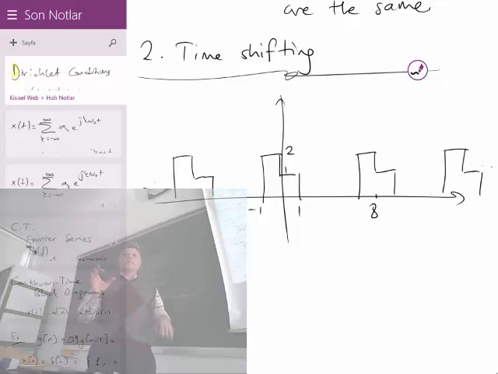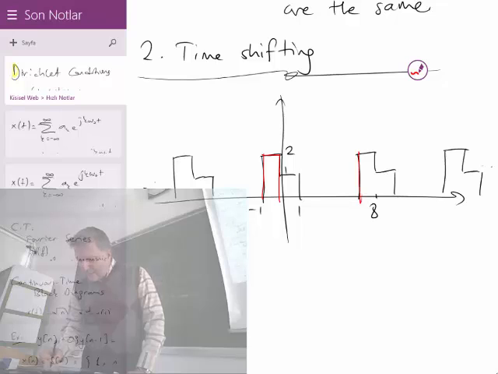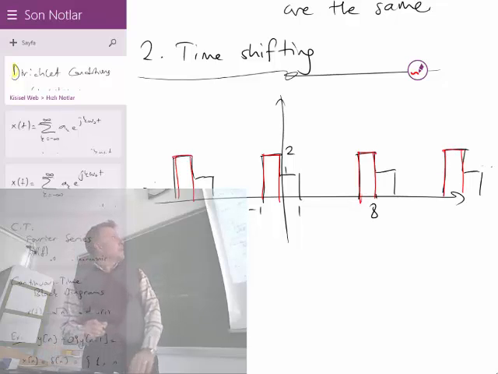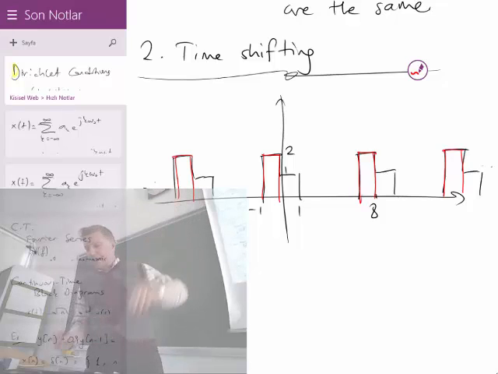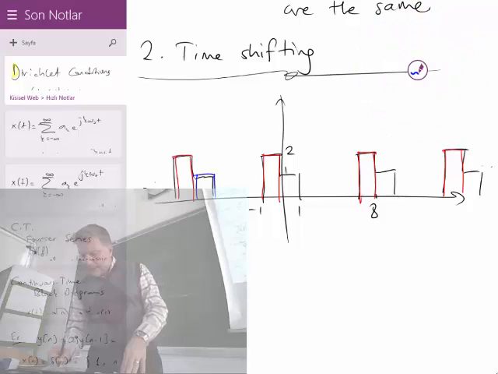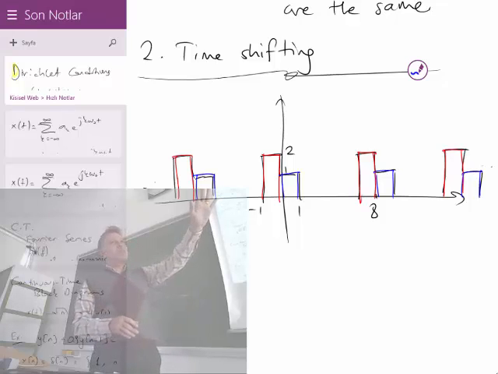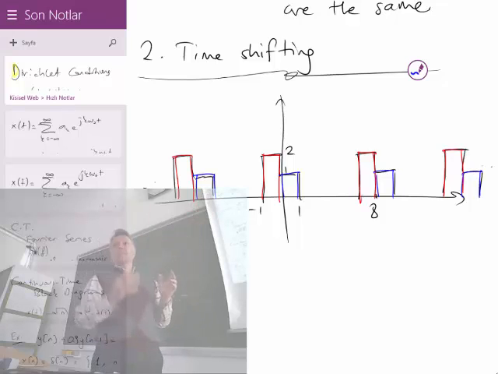If I were you, you can attack this problem in two separate ways. You can say that one of the signals is this, the red signal, and the other signal is the blue signal, and I will find the Fourier series coefficients of the red pulse train and the blue pulse train.